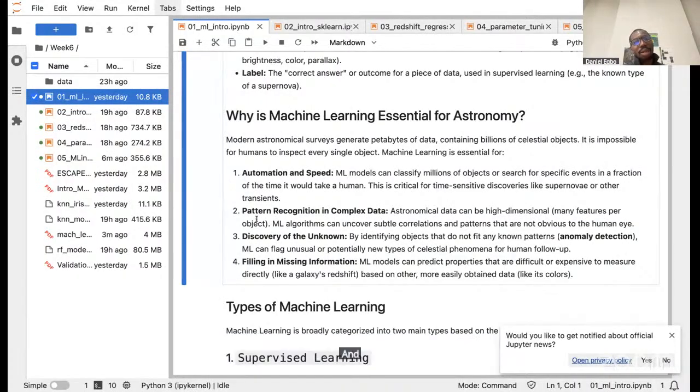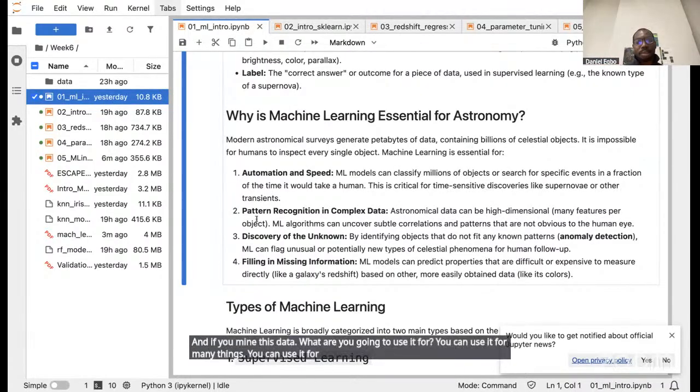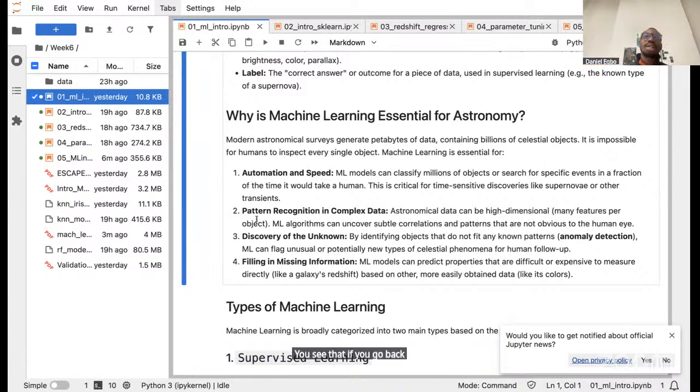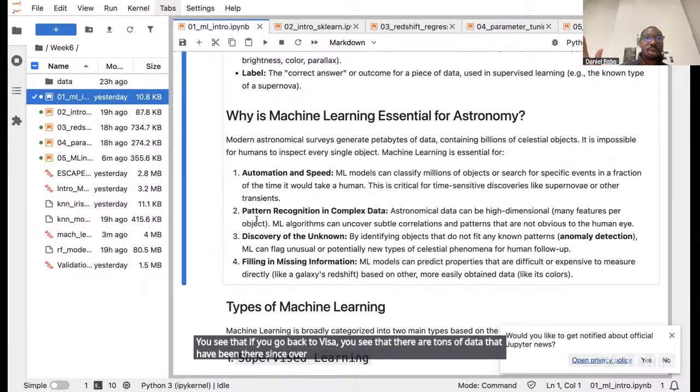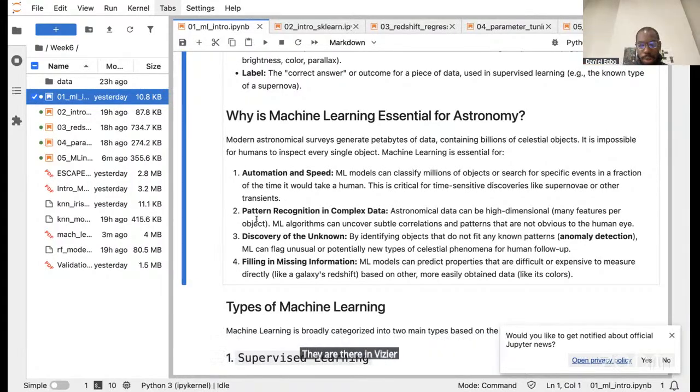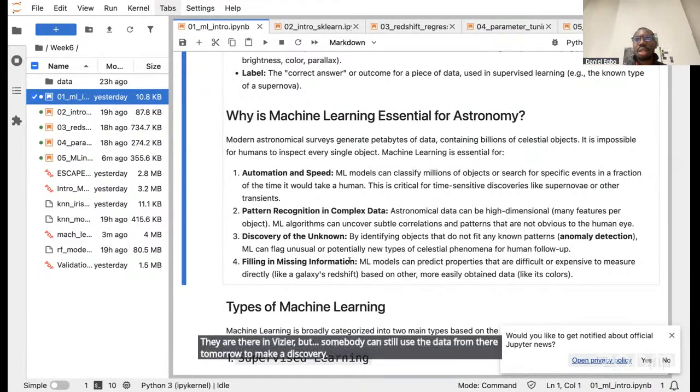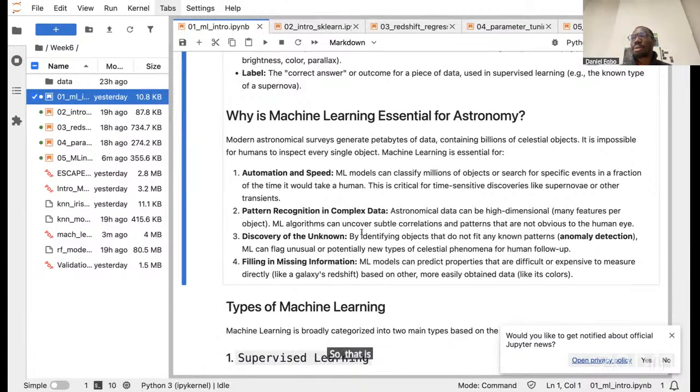And if you mine this data, what are you going to use it for? You can use it for many things. You can use it for science discovery. A good example is Visia. If you go back to Visia, you see that there are tons of data that have been there for over 10, 20 years, even before some of us were born. They are there in Visia. But somebody can still use the data from there tomorrow to make a discovery. That is the essence of having these archives and repositories.